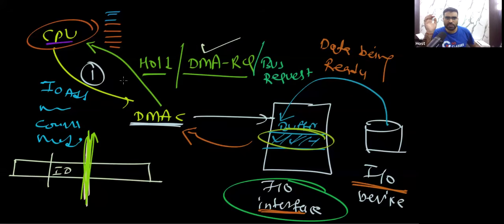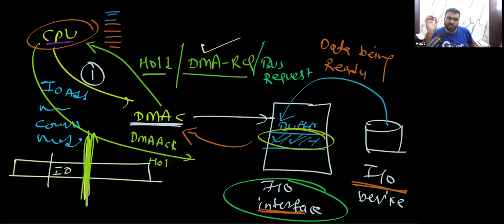And the CPU will send an acknowledgement signal, remember, a DMA acknowledgement signal, or you can call it a hold acknowledgement signal. Basically, the CPU will send an acknowledgement signal to the DMA controller, that now you can become the master of the system bus. Now what will happen? Now this DMA controller will become the master of the system bus, and then what will happen?